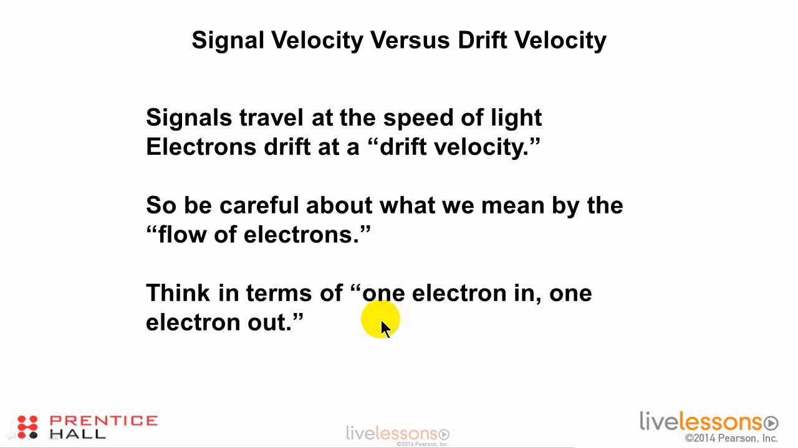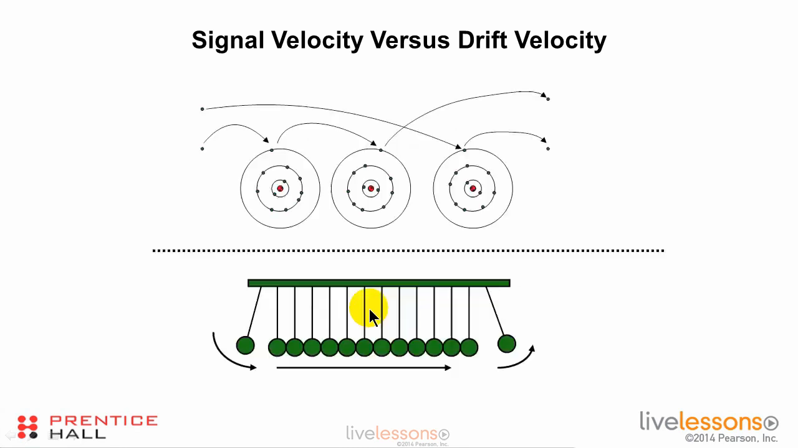Electrons are identical. So if we have a length of conductor and we stick an electron in one end, then an electron comes out the other end. It's not the same electron, but it's an identical electron. And so that's what's happening when we have signal flow.